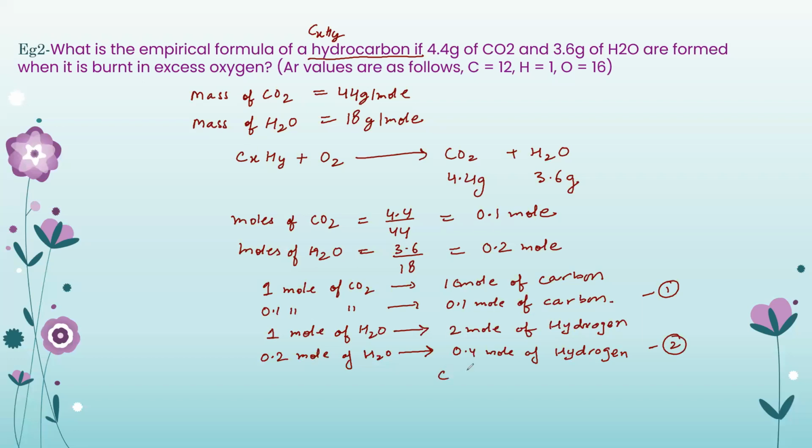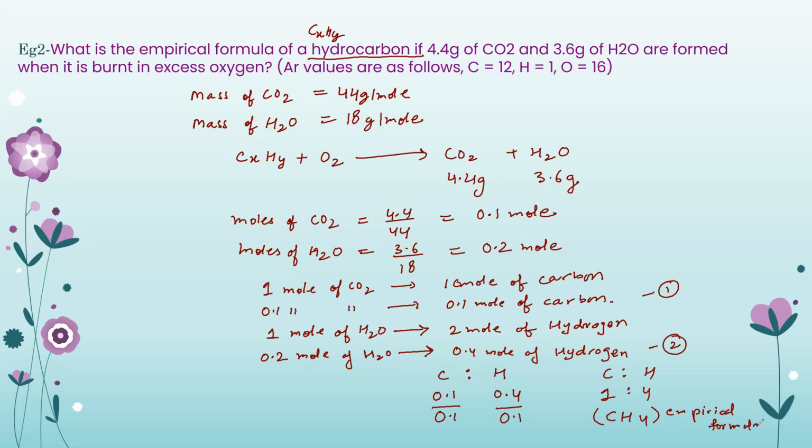So let us take the ratio. Ratio of carbon to hydrogen, 0.1 is to 0.4. So divide the equation by 0.1, which is the smaller number. So you will get carbon to hydrogen ratio as 1:4. So the formula would be CH4. So this is the required empirical formula.